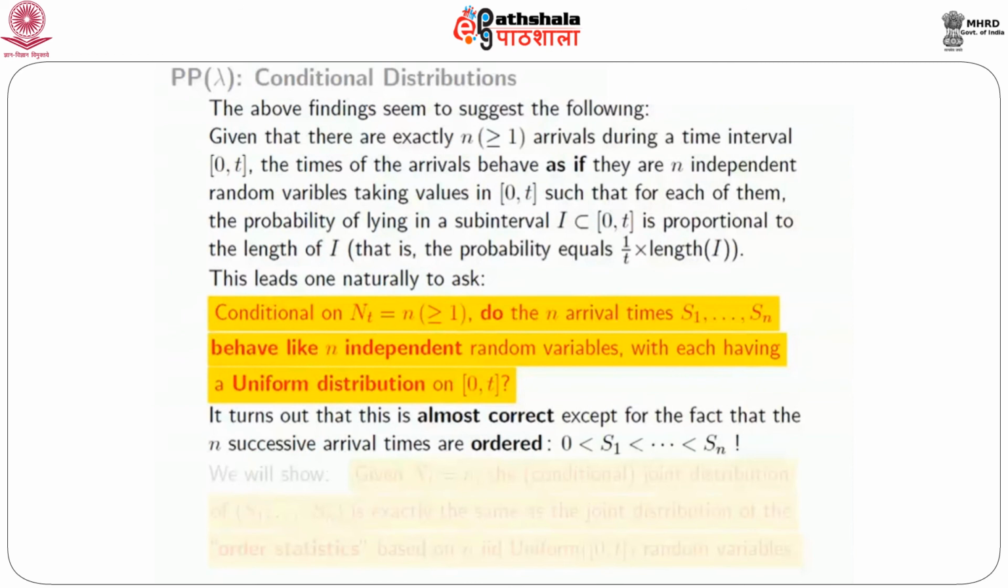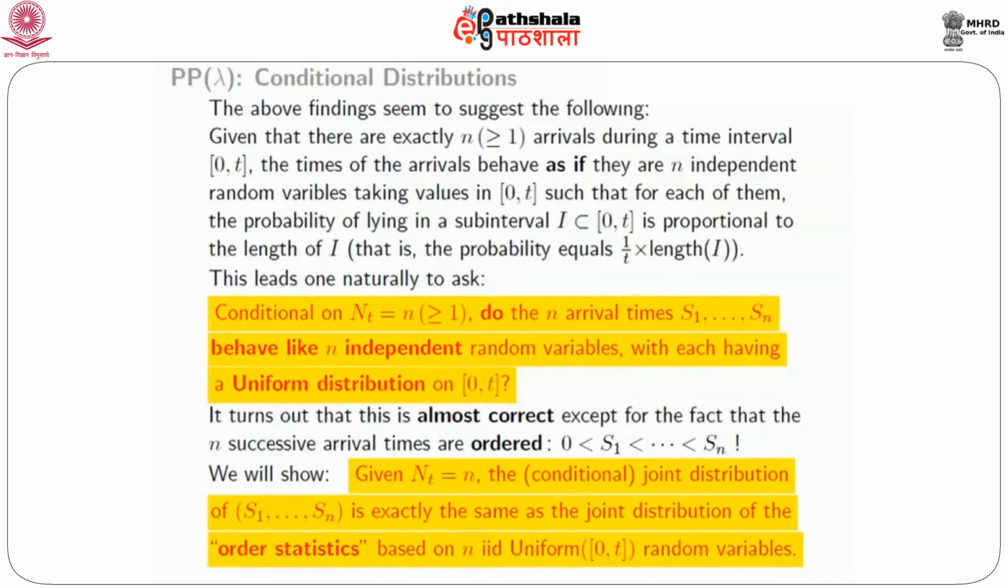Of course, this is only a heuristic way of understanding this. We do not know whether this is correct or not. So that's the question that naturally comes. Conditional on N_t equal to n, do the n arrival times S1, S2, ..., Sn behave exactly like n independent random variables with each having a uniform distribution on 0 to t? Because earlier findings really suggest that this could be one possibility.